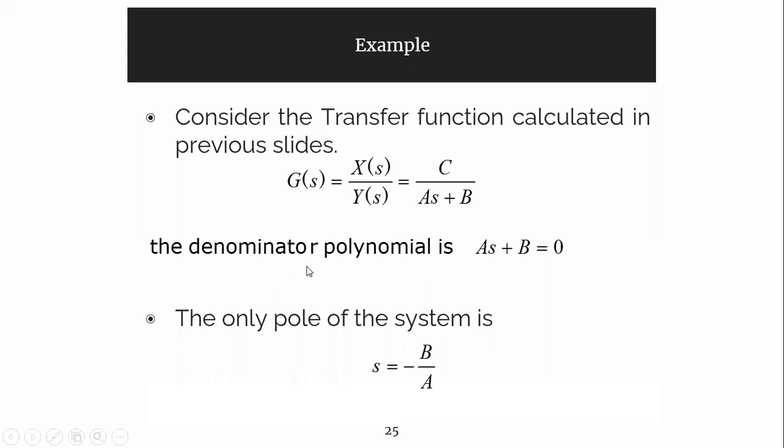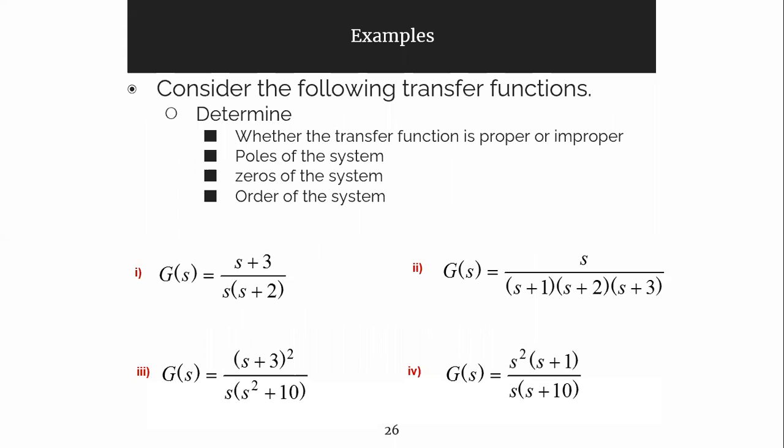That's why the denominator polynomial, a s plus b, is treated as zero. If this part is treated as zero, definitely small s will be equal to, a s plus b equals zero. So if I am taking this s, b will go there, so s equals minus b divided by a. That's why we can substitute the value of s as minus b by a whenever you are getting those values.